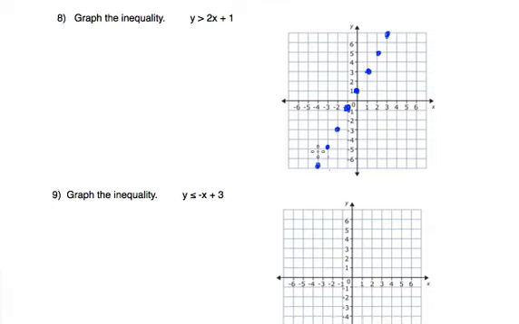Okay. So, now, this is y is greater than. So when we graph this, is this going to be a solid or broken line? It's going to be broken. There we go. And where do we shade? Since y is greater than, we're going to shade above this line. So we're going to shade all above it. This is the solution.